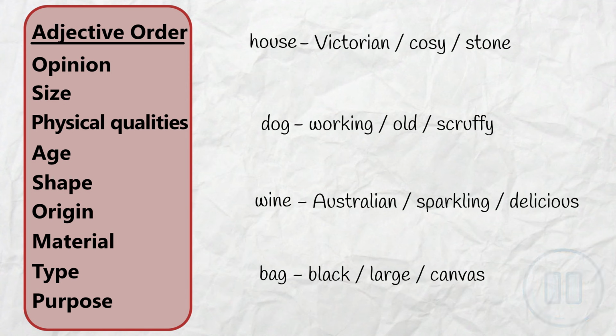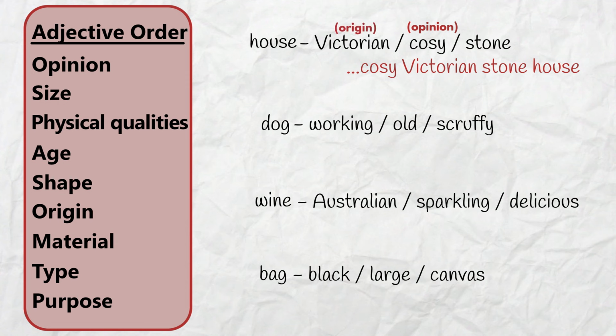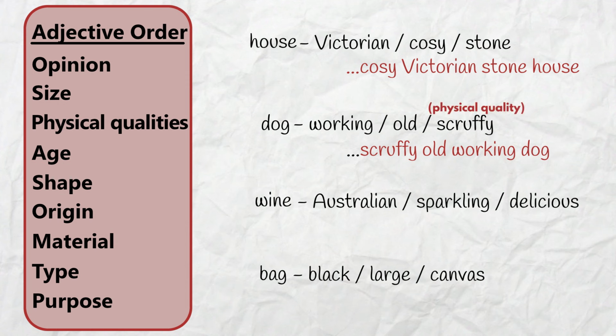Let's see how you went. For the first one, we would say cozy Victorian stone house. Cozy describes an opinion, Victorian is the origin, and stone is the material. The next one, scruffy old working dog. The word scruffy describes a physical quality, and so it comes before old, which describes age, and working, which describes the type of dog, comes last.